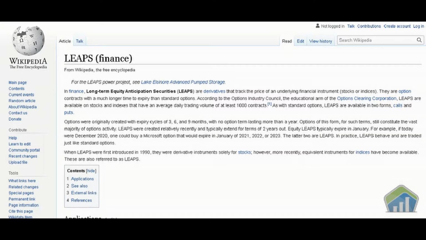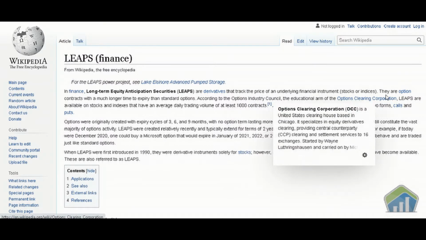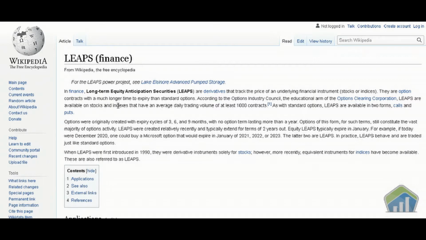And what we're going to do is go right into our Wikipedia page to kind of explain to you what a LEAPS option contract is, right? So LEAPS is the short name for it, or long-term equity anticipation security is what the real name is. And it says LEAPS are derivatives that track the price of an underlying financial instrument, stocks, or indices. They are option contracts with a much longer time to expiry than standard options.